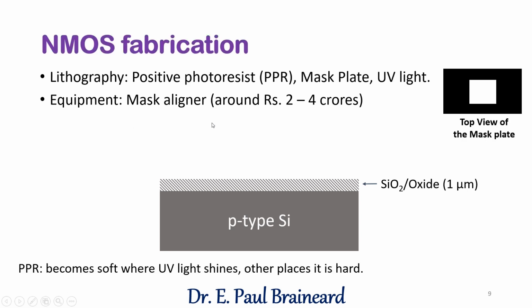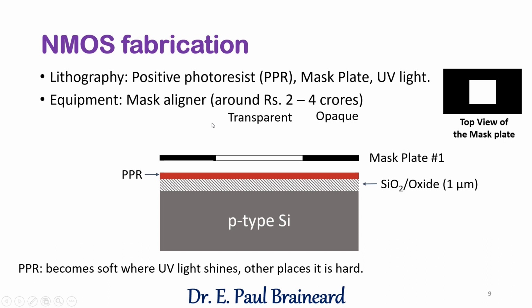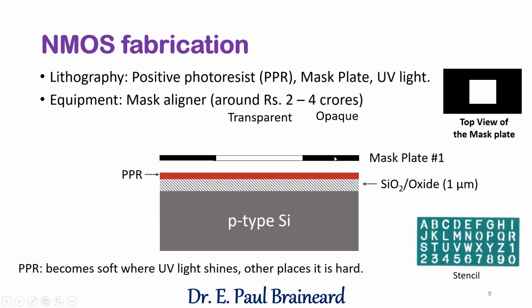The next process is photolithography. To realize NMOS region, we use PPR, mask plate and UV light. PPR, mask plate. This mask plate is transparent in some regions and opaque in some regions. This is how the top view of the mask plate looks like.